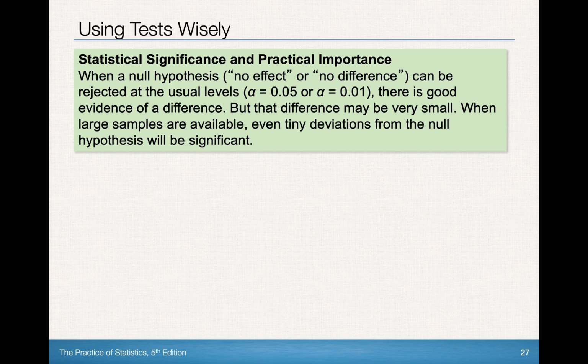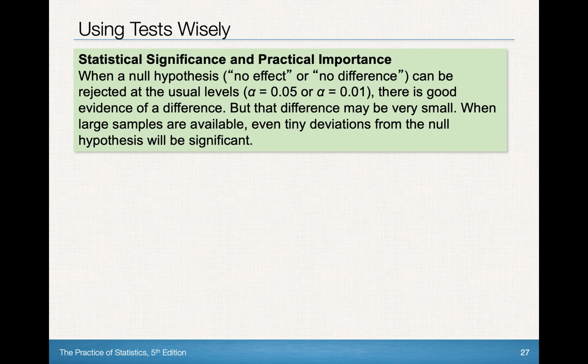When a null hypothesis can be rejected at the usual levels, there is good evidence of a difference, but the difference may be small. When large samples are available, even tiny deviations from the null hypothesis will be significant. Right? When we reject a null hypothesis, we don't really know what the parameter is. We just have evidence that it's not the hypothesis that we claimed. We don't know how far away it is from the claimed hypothesis. Right? It could be close, it could be far.